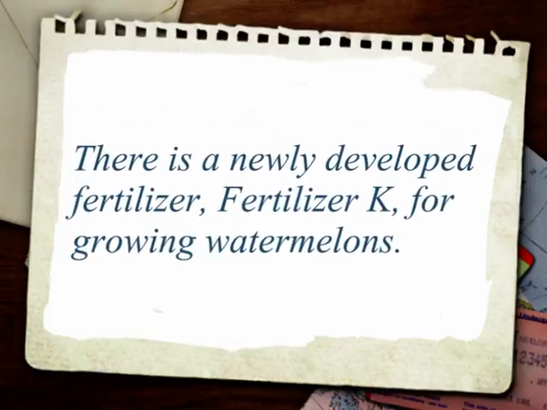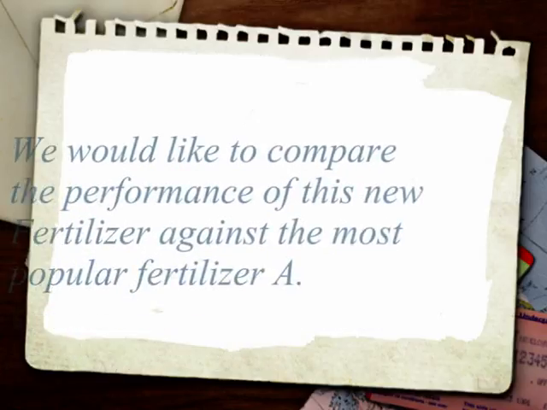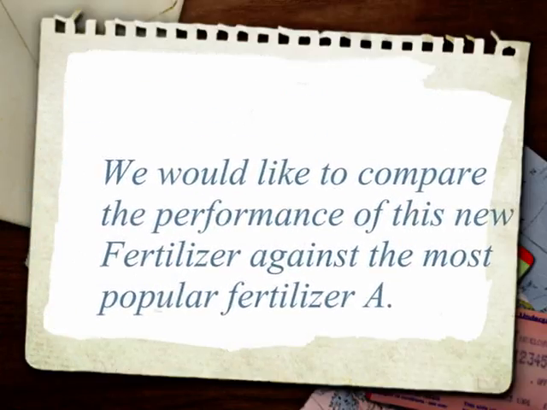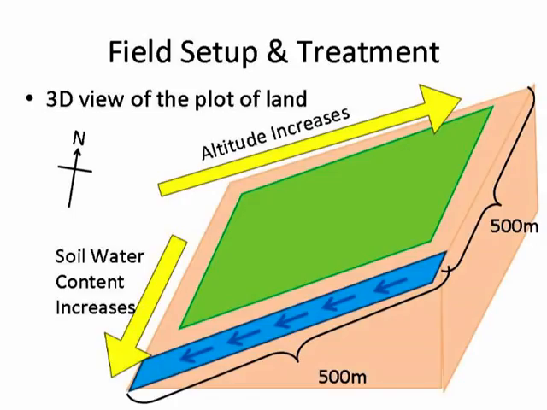There is a newly developed fertilizer, Fertilizer K, for growing watermelons. We would like to compare the performance of this new fertilizer against the most popular Fertilizer A. The experimental farmland has an area of 500 meters by 500 meters.